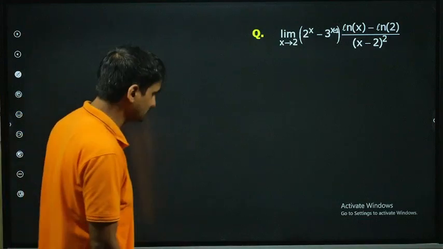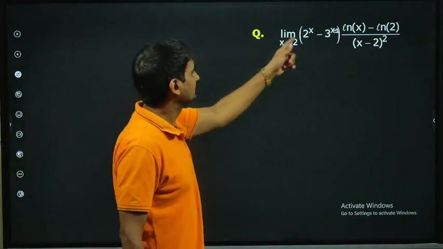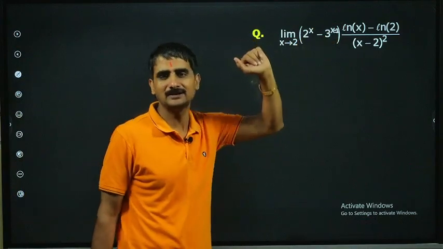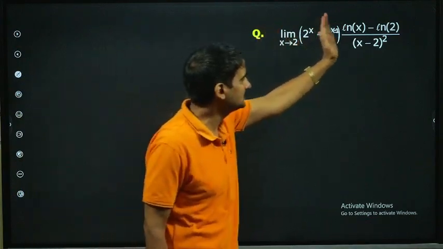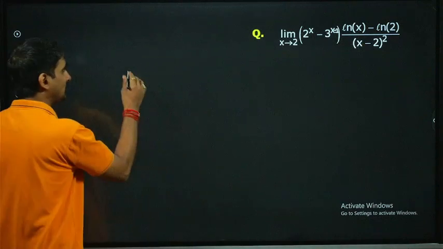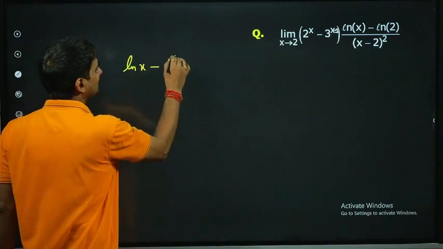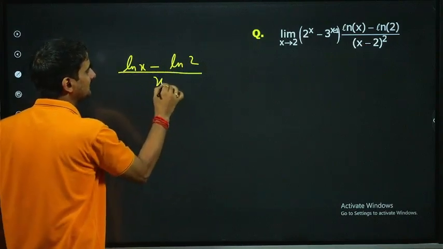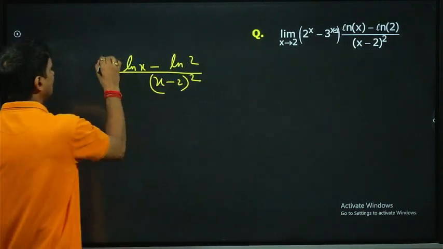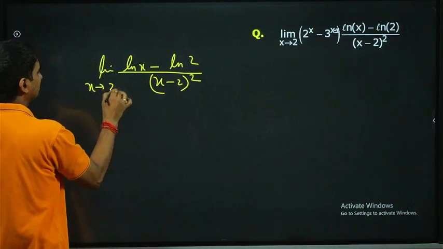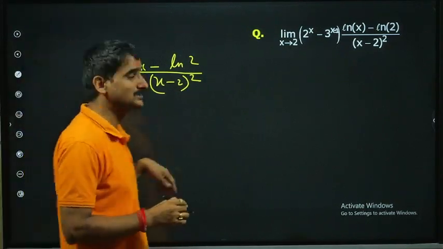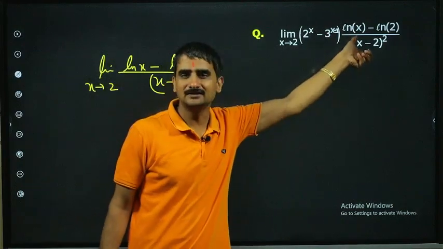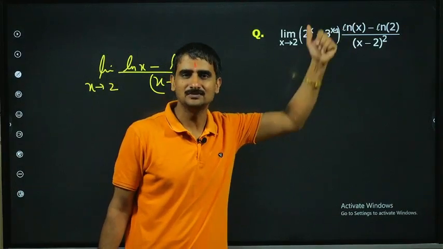As x goes to 2, it's 4, and 3 raised to the power x minus 1, which is minus 3. So 1 raised to the power. Now we have to decide for ln x minus ln 2 over (x minus 2) whole square, as limit x tends to 2, to which value is it approaching? Because without deciding this one, you just can't claim it to be 1 raised to the power infinity.